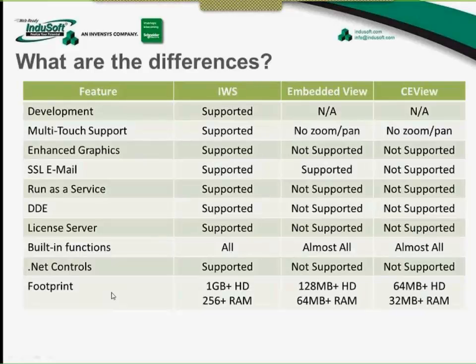When you're running InduSoft Web Studio, it requires 1 gigabyte of hard disk at minimum, and 256 megabytes of RAM to actually run the software. That's only for Web Studio, not counting the operating system. Now, when you go to embedded view, the requirements are much lower. You only need 128 megabytes of disk space, and we can run pretty much with 64 megabytes of RAM. Of course, these numbers will change depending on your application size, but on average, that's what we see with our customers. And when you go to CE, then the requirements are much smaller: 64 megabytes of hard disk space left, and only 32 megabytes of RAM. That's pretty much what you need to run the CE view. Again, depending on your application, these requirements might change.